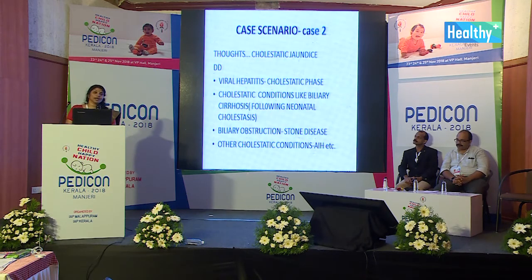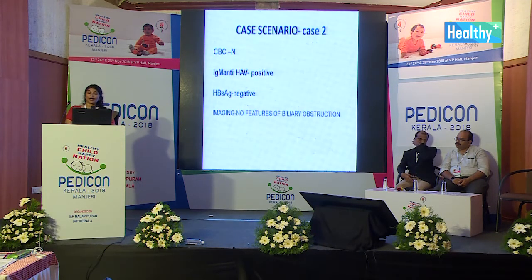So, what are the differential diagnoses that we can think of? One is, it could be an acute viral hepatitis, cholestatic phase. Or, it could be a cholestatic condition like a biliary cirrhosis. Again, there is no history of any pre-existing liver disease. That is important. Say following a neonatal cholestasis or something. But then there is no previous history. The third is a biliary obstruction, like a stone disease. But again, it is still possible. We do not have any imaging at present. Or other cholestatic conditions like autoimmune hepatitis.